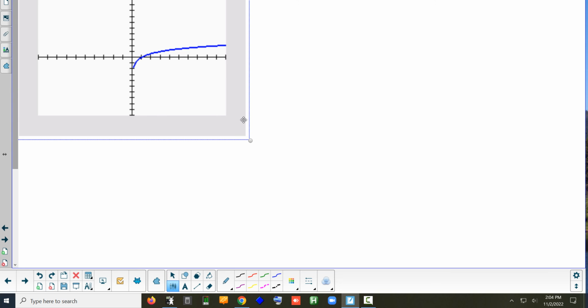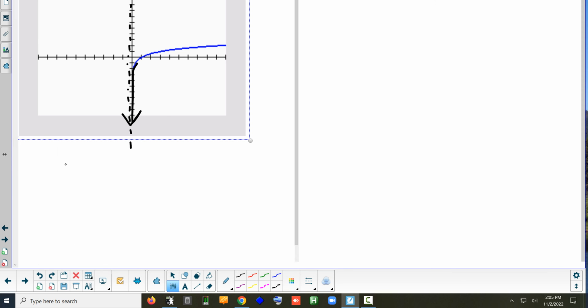Remember, the calculator cannot draw the logarithm very accurately. This part keeps going down. Because you have a dotted line right there. Does anybody remember what that dotted line is called? It's an asymptote. There is a vertical asymptote in log functions. That's what log functions look like.